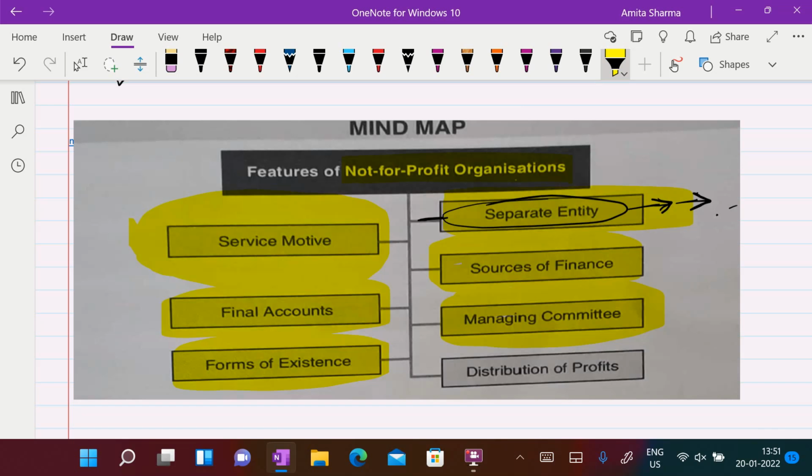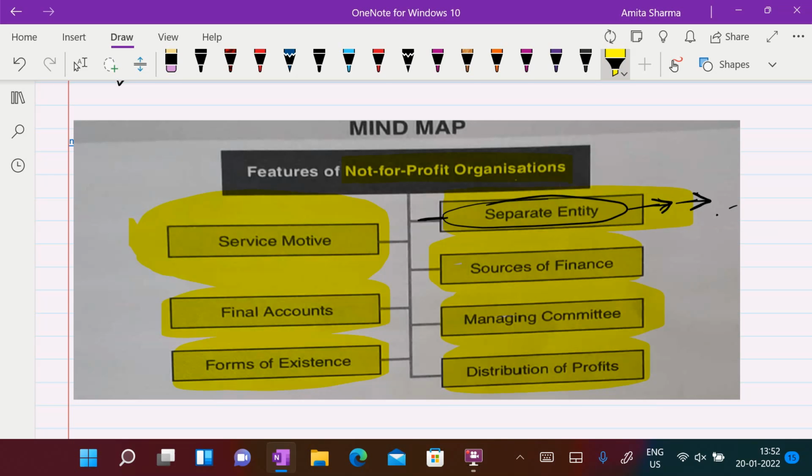Next, distribution of profit. So here, as I told you, some not for profit organizations can earn profit also, but instead of the word profit they use it as a surplus.